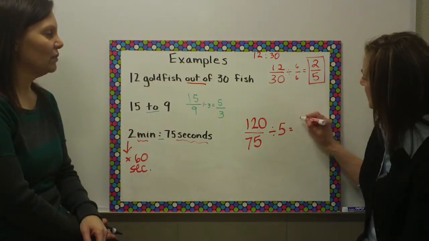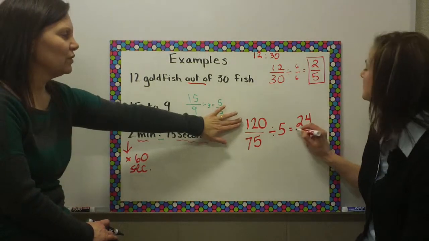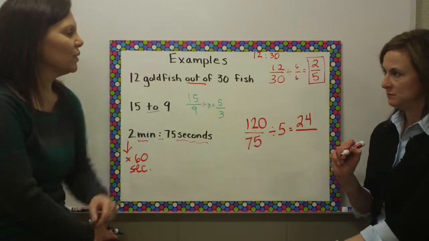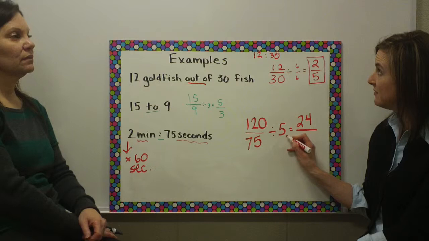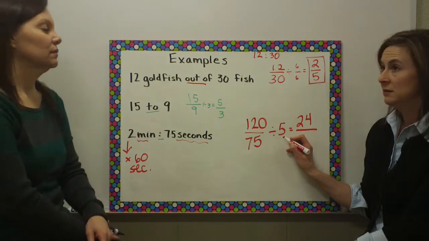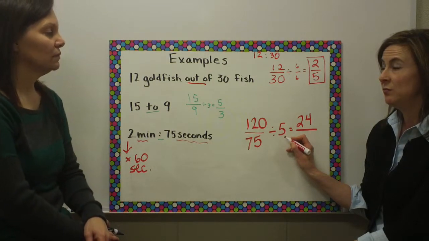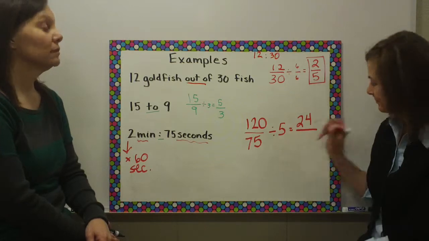24. All right. I'm thinking in 100 I know there's 20, and in 20 I know there's 4, so 24. Perfect. And 75 divided by 5, let's see, is that 15? Awesome.